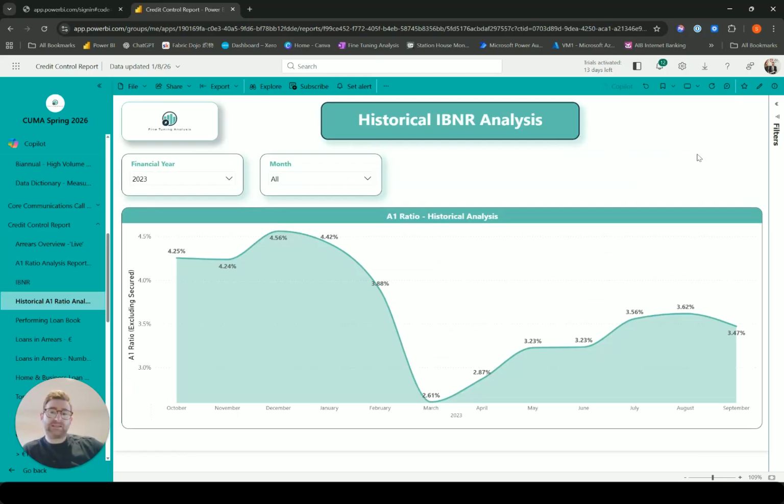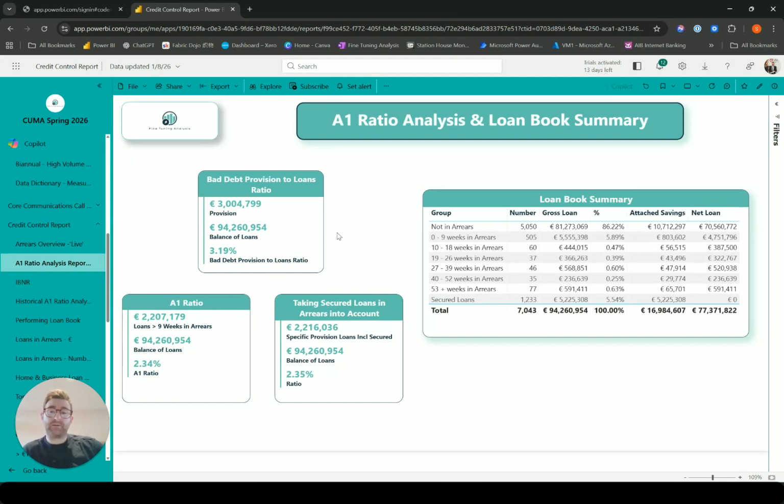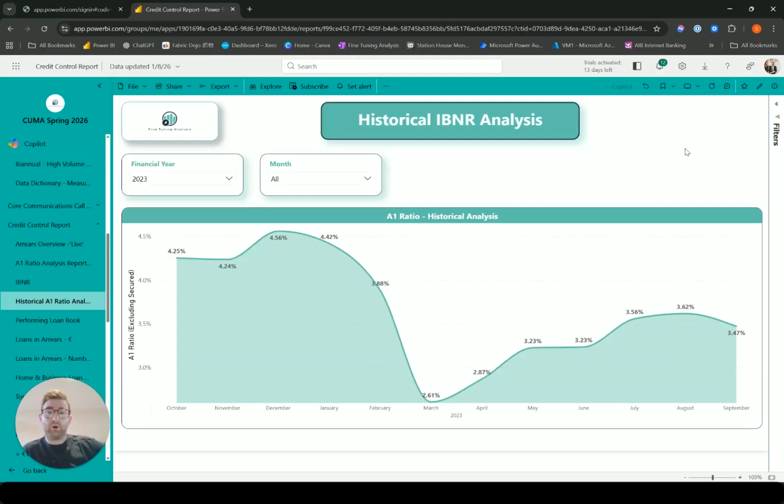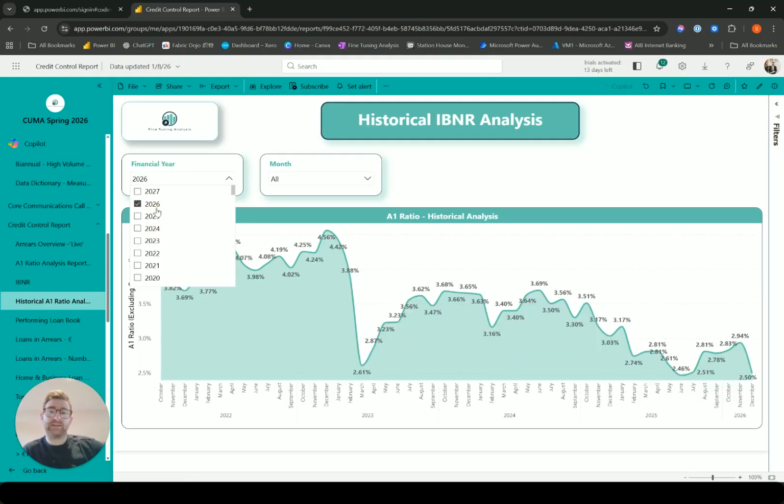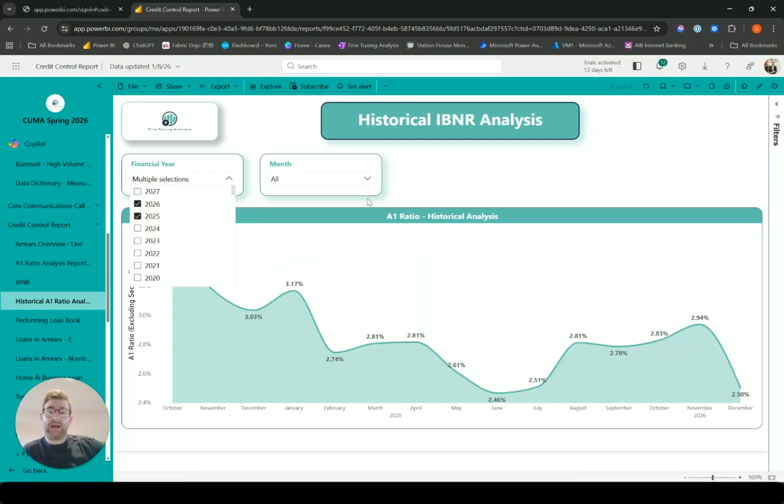Historical IBNR analysis, and this should actually say historical A1 ratio analysis, but essentially this is very, very good for looking at basically the historic A1 ratio. So if we come back to this page, we're looking at the A1 ratio at a point in time, which is today. But if we come to this page here, we can see a view over, in this example, 2023. But what if we wanted to look at maybe 2026, which is the financial year 2026 from October, and 2025? So you can see there the trend is actually really, really good for this credit union.